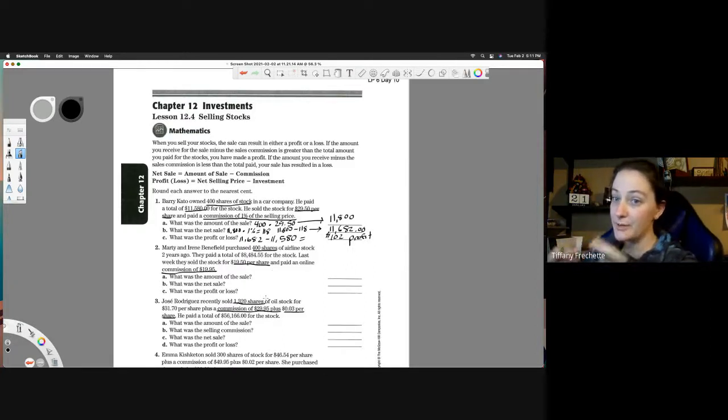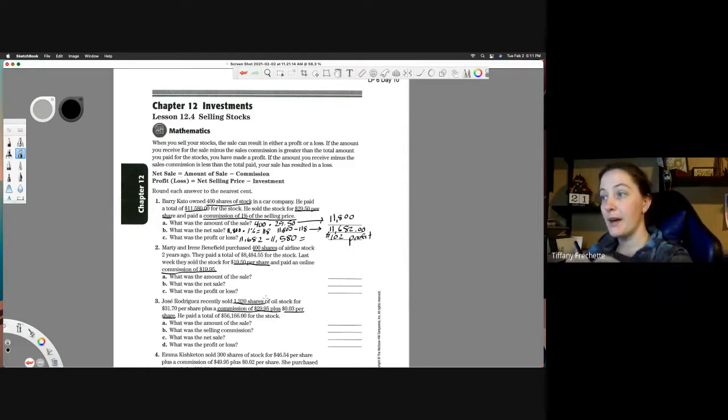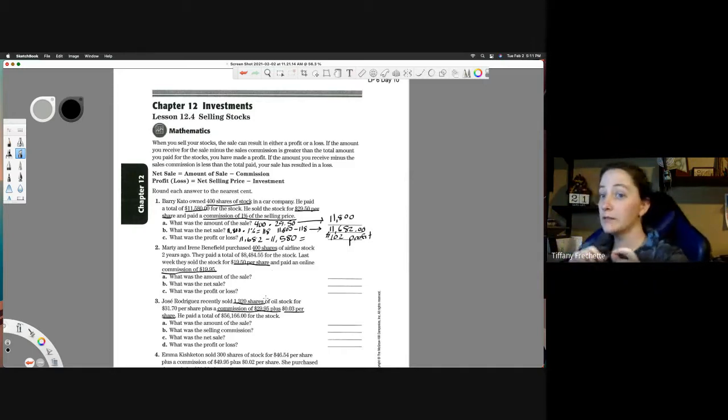And that's what you're going to subtract from the amount of the sale. So the amount of the stocks, how much you're selling them for. So just, again, be careful with that wording on how they're putting that in there.